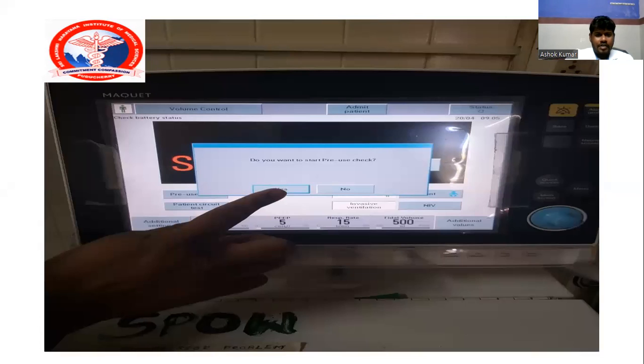Then we want to proceed to the pre-use checkup. Pre-use checkup is mandatory for all ventilators before we connect them to the patient, because the pre-use check can detect leaks: any oxygen leaks, tube leak, circuit leak, as well as leaks in any other parts of the ventilator. So pre-use check is mandatory. Yes, we can proceed to the pre-use check by clicking yes on the screen of the mechanical ventilator.